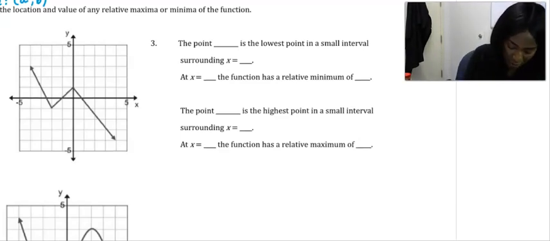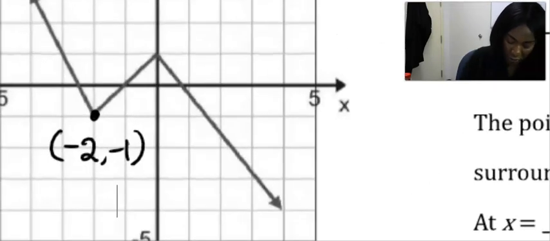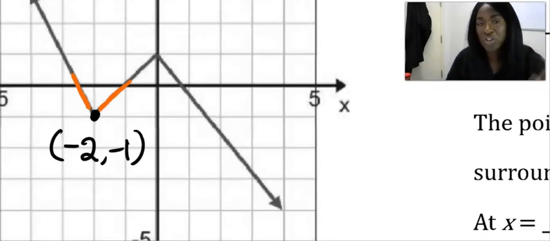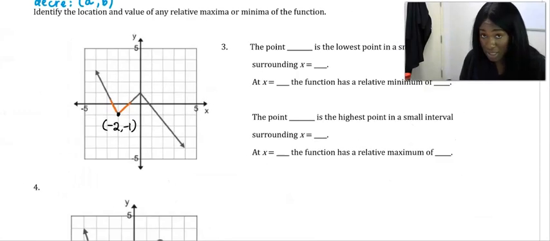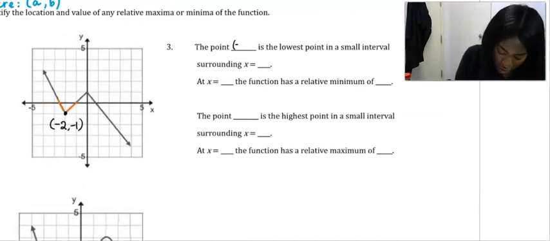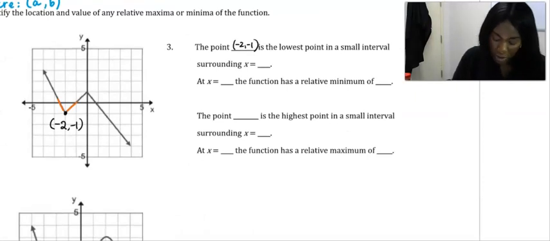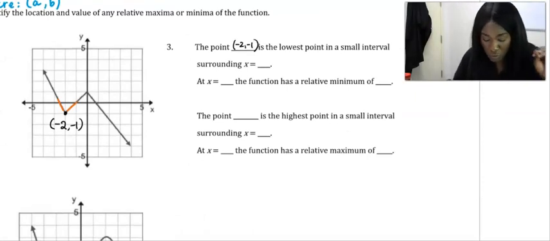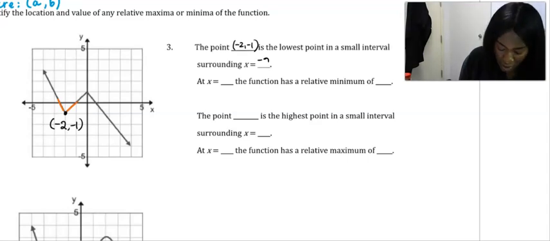Well, this point here at -2, -1, that is the lowest point of all of these pieces of the graph that are surrounding it. Those two pieces that I shaded to the left and the right in orange are higher up on the graph than the point -2, -1, so that is a relative minimum happening there. So the point -2, -1 is the lowest point in the small interval surrounding the x value of -2.